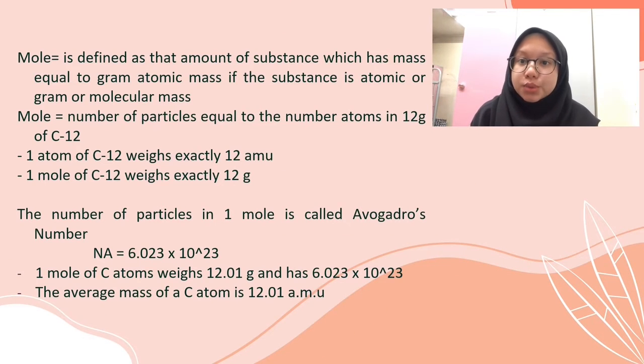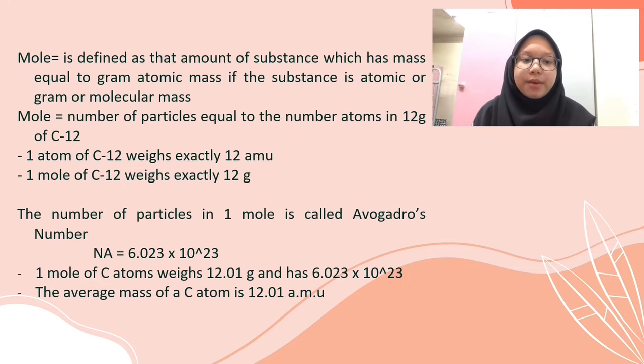So what is mole? Mole is defined as that amount of substance which has mass equal to the gram atomic mass if the substance is atomic, or gram molecular mass. Mole equals the number of particles equal to the number of atoms in 12 gram of carbon 12. So we have here one atom of carbon 12 weighs exactly 12 AMU, which is atomic mass units. And we also have here 1 mole of carbon 12 weighs exactly 12 gram. So atomic mass units are the same as the gram.